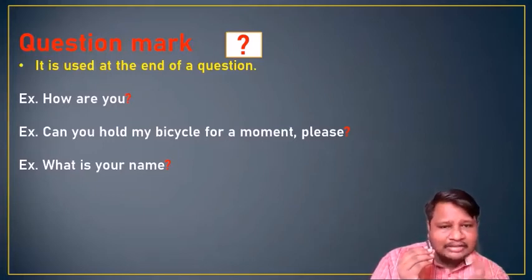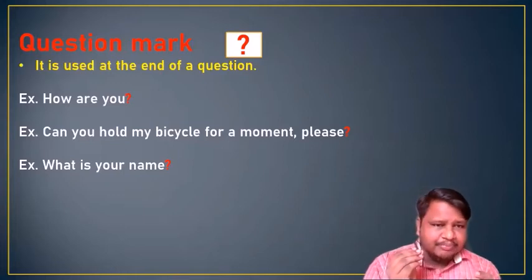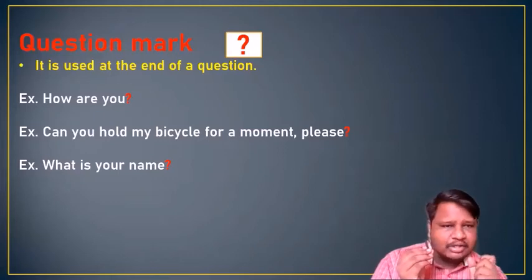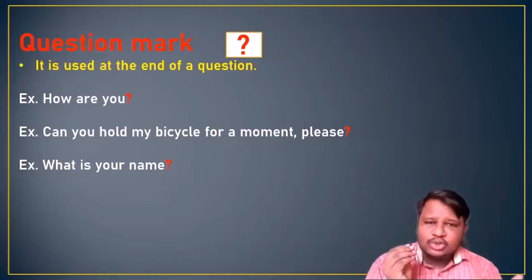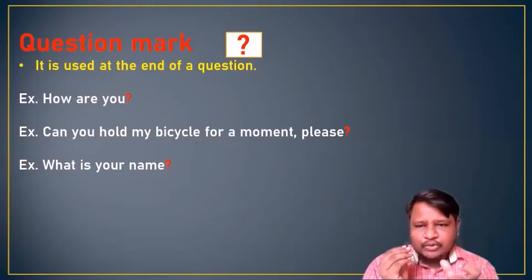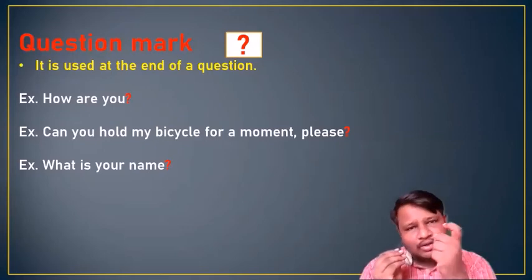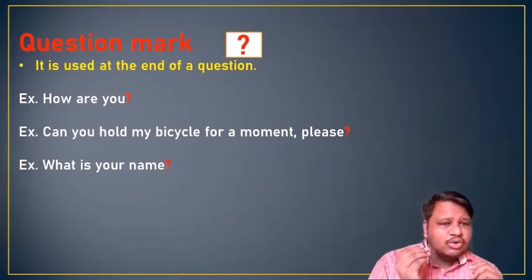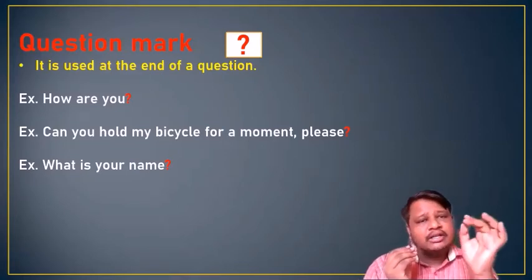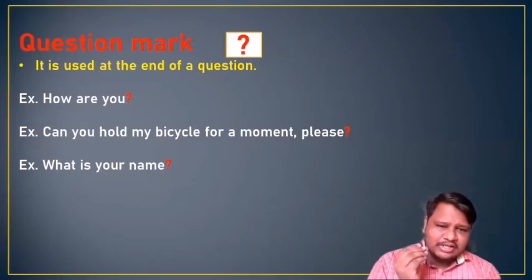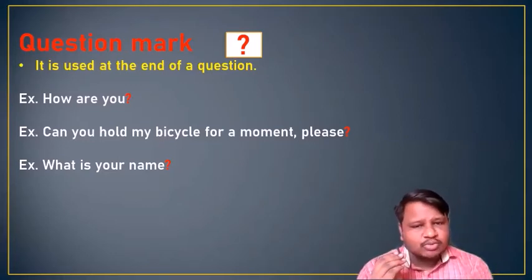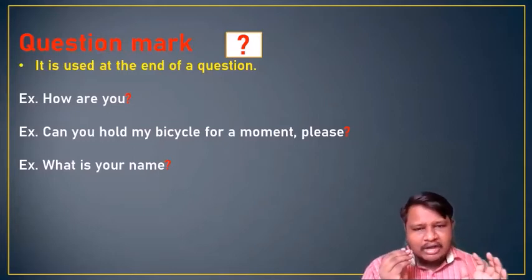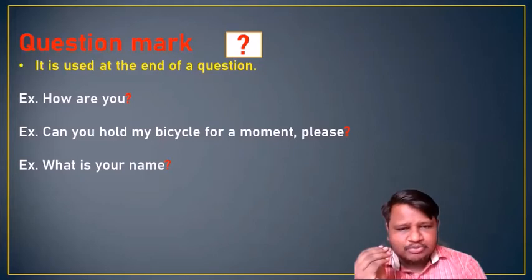How are you? At the last, this punctuation is used there. Then the second example, can you hold my bicycle for a moment, please? This is also a question. When there is a question, at the end of that question, we have to use a question mark. And the third sentence, what is your name? And lastly, we have to use it, because this is also a question. When someone asks a question, at the end of that question we have to use a question mark. Is it clear?